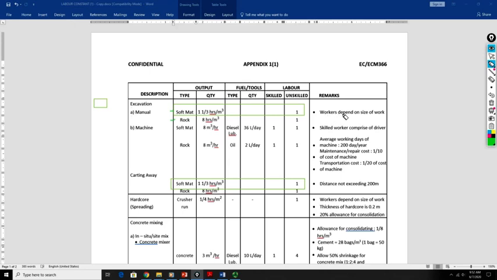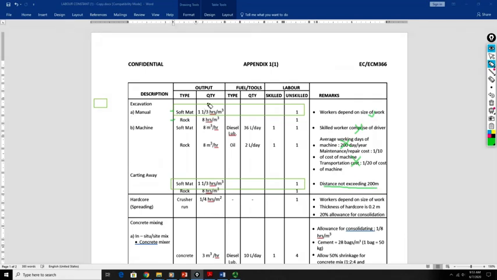So number one, workers depend on the size of work. Okay. And then skilled worker comprised of driver. So to use average working days of machine, you are not going to use cost of machine. You are going to use this, because this one is manual. Okay, and then the distance is not exceeding 200 meters. So this tallies with the information based on the question.